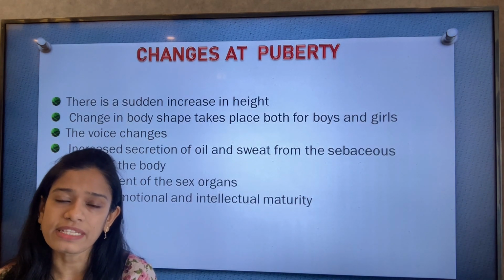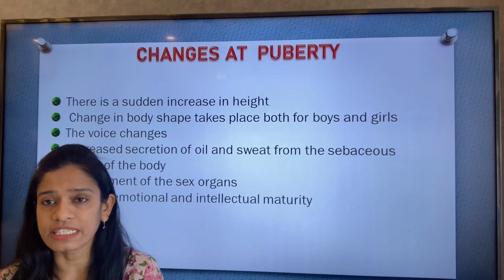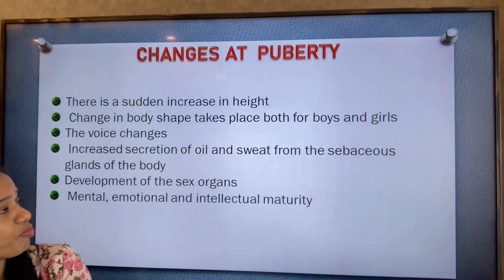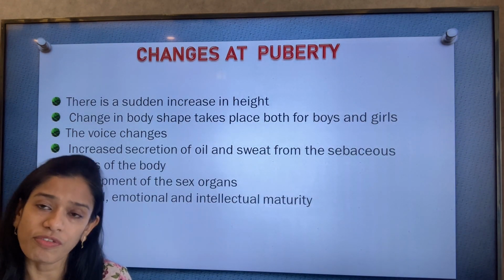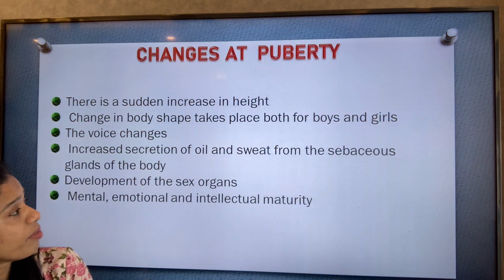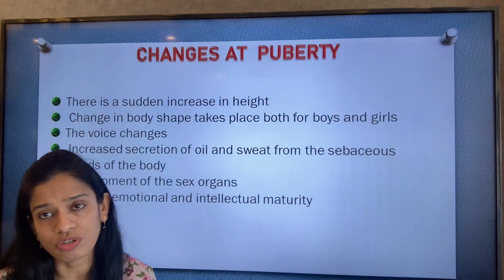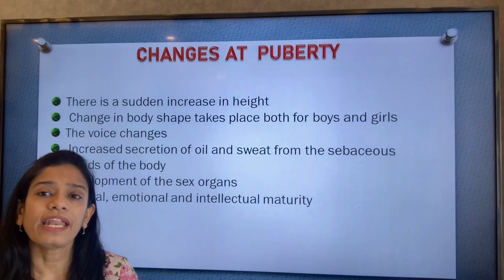Mostly in all males as well as in females there is a growth spurt, but this growth spurt is seen mostly in boys, though you cannot negate the fact that it is also seen in girls. Obviously it can be seen in girls also. Change in the body shape takes place both in boys as well as in girls.